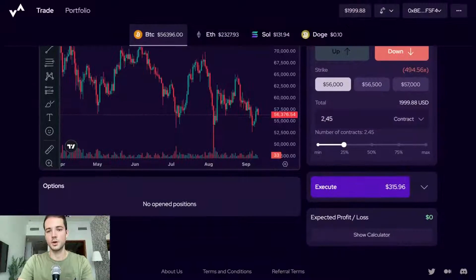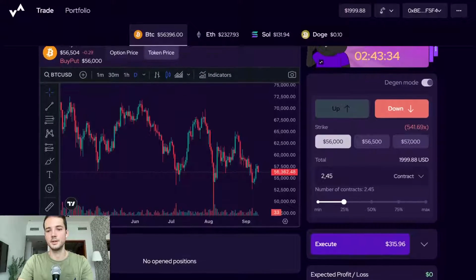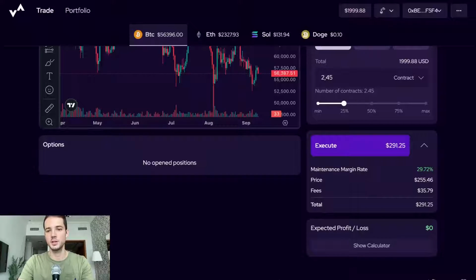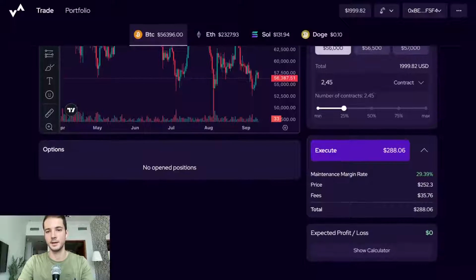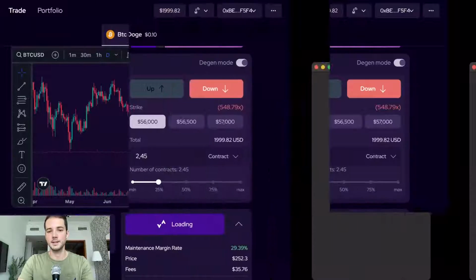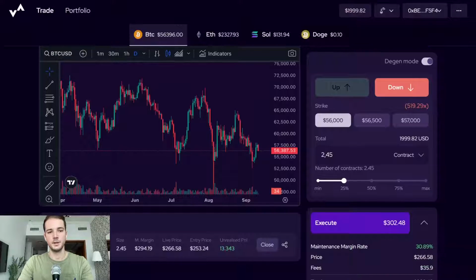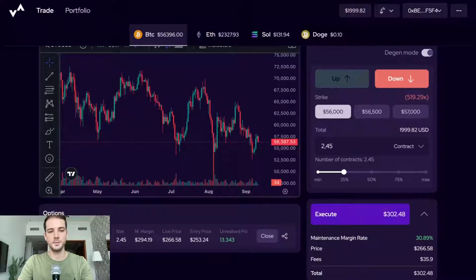Let's go ahead and execute this position, or before we execute it, you can actually also get some information here. You can see the margin rate, you can see the price, and there are also fees associated. So keep that in mind. There are some fees that you have to pay for that trade. So let's go ahead and execute. Let's click on confirm. And there we go, the option has been executed.